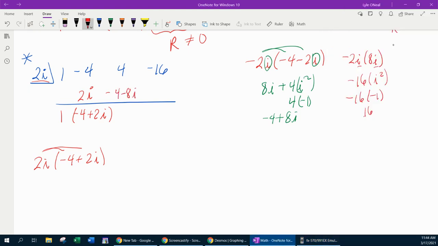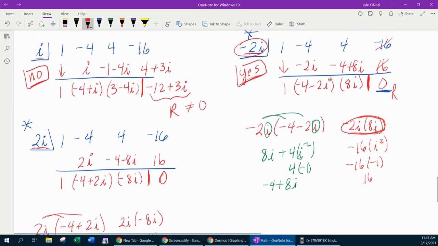And then remember to add a real number to a complex number, you simply add the real parts. 4 and negative 4, well, those are going to cancel and leave me negative 8i. That would need to multiply by 2i. So 2i times negative 8i, which we've already done over here. We're going to get negative 16i squared, but i squared is negative 1, and that gives me 16. And do you see we're also going to get a 0 remainder there.